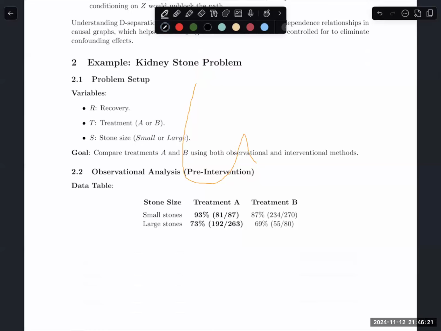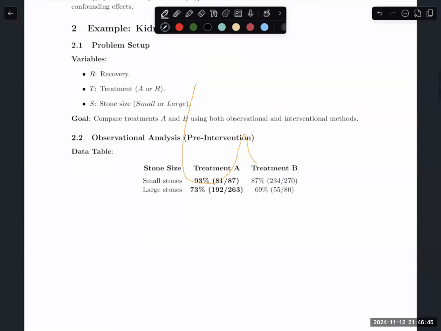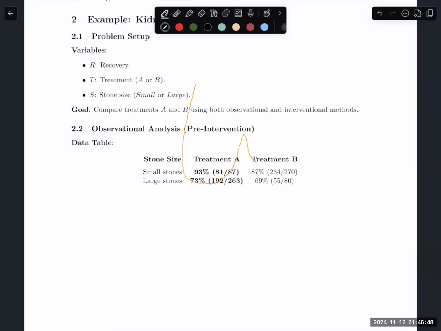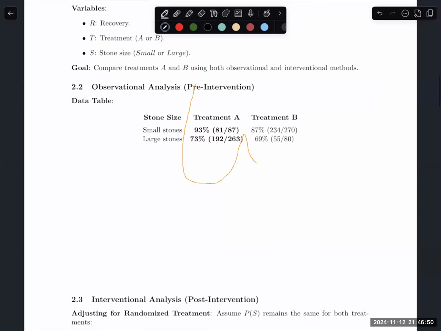In this example, we have two treatments, treatment A and treatment B. The outcome we are interested in is the recovery, which we denote R right here, and the size of the kidney stone, which we denote S right here, which can be either small or large. Our goal is to determine which treatment is more effective while taking into account the stone size. So here we have our data, and we are trying to calculate the observational probability first.